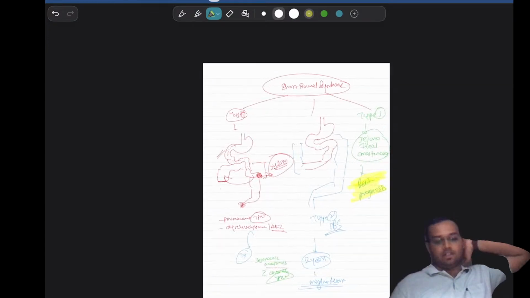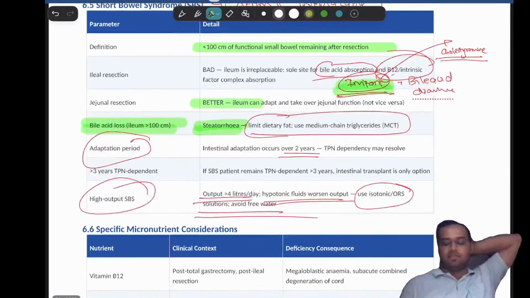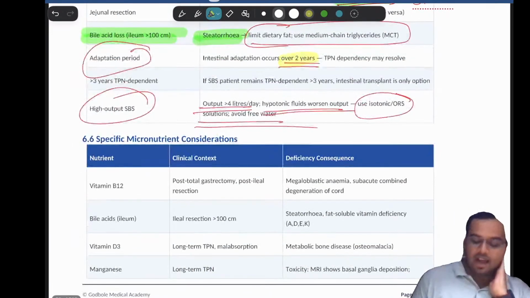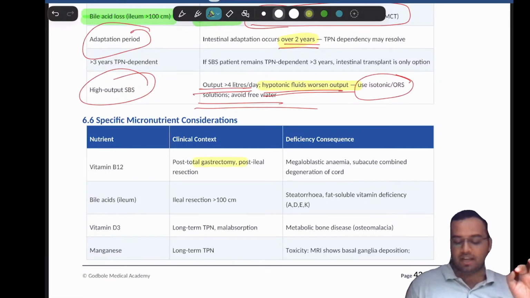So that's all for the short bowel syndrome. The same thing they have given, that the adaptation period is going to be 2 years. If it is 2 years, you should give that time. Until then you can supplement the TPN. In high output states, avoid giving isotonic fluids. That's it.